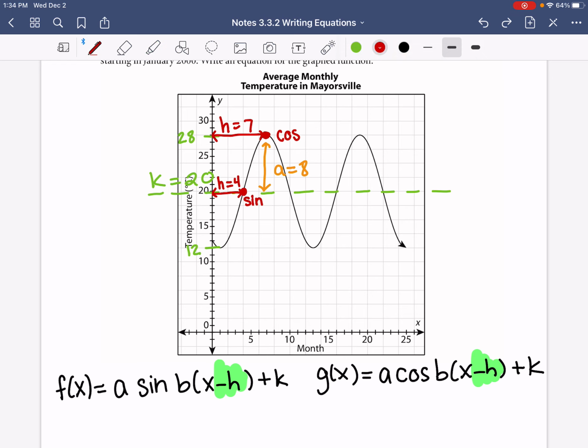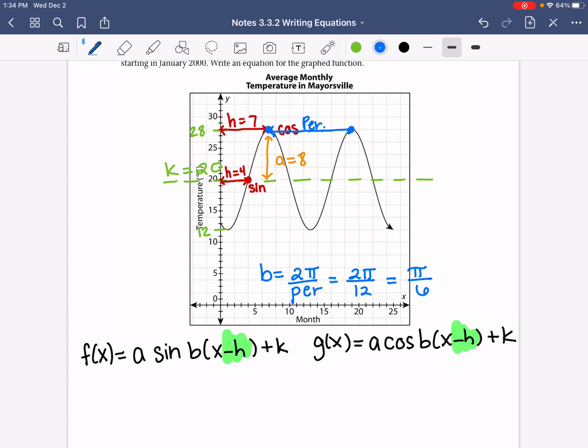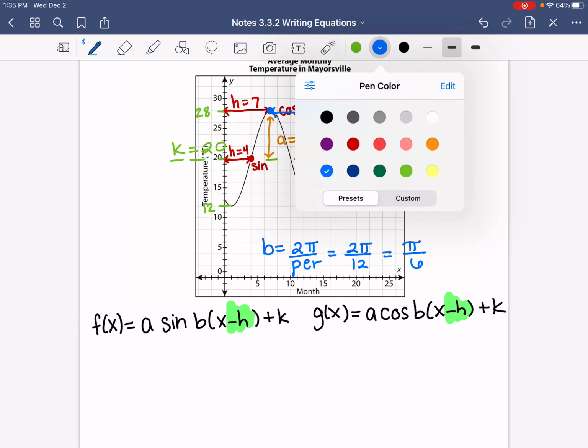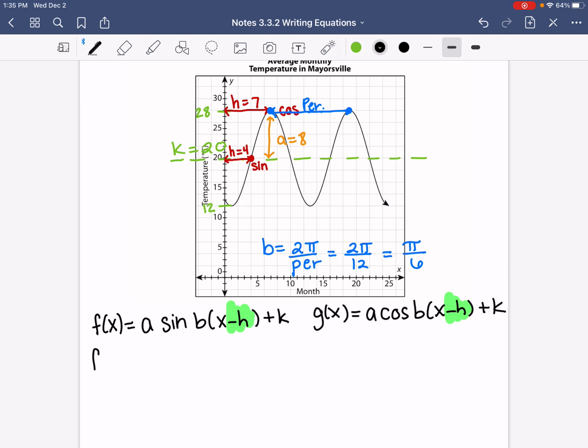Last thing we need to find is b. So b, if you recall, is equal to 2 pi divided by the period. The period is how long it takes to complete one full curve. So it doesn't matter if it's sine or cosine, but you can always use max to find your period. And then remember, each box is 2, so I have 2, 4, 6, 8, 10, and then 1 on each side. So my period is 12. 2 pi divided by 12, which reduces to pi over 6. So as you recall, our a, b, and k are all going to stay the same for my equations, okay?